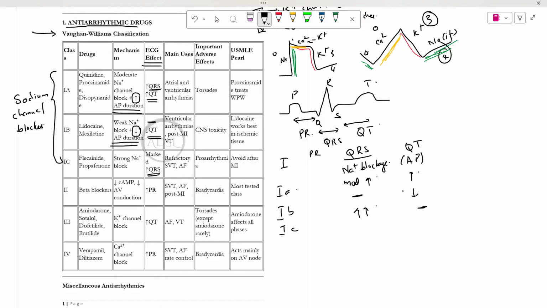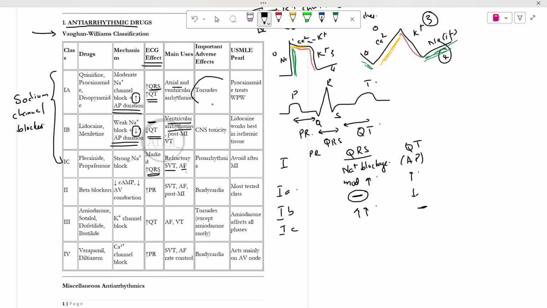So their uses are also different. Type 1B is used basically for ventricular arrhythmias. It has no sodium blockage. It is used for ventricular arrhythmias, whereas the first and the last one are basically used for atrial ones.